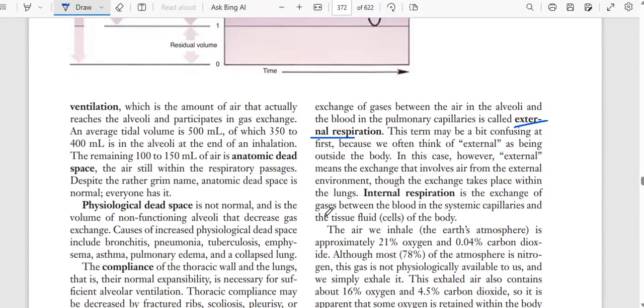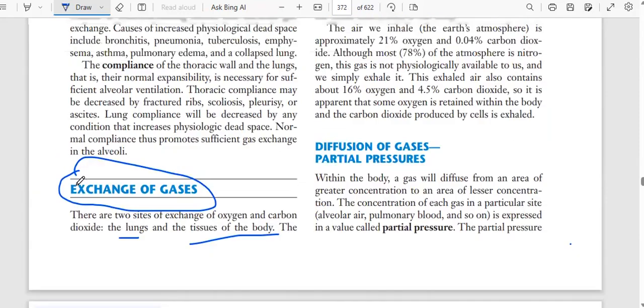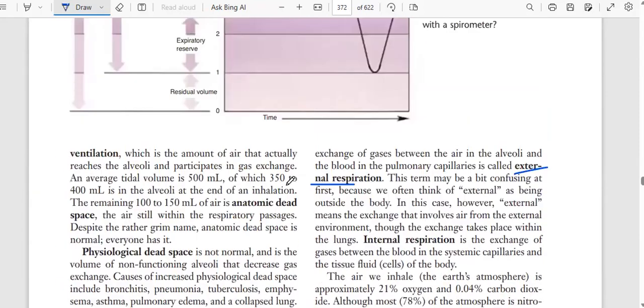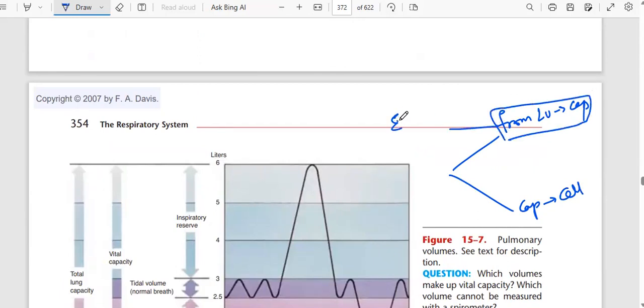Internal respiration is the exchange of gases between the blood in the systemic capillaries and the tissue fluid cells of the body. So basically, exchange of gases means we have two areas where the exchange of gases occurs. One is from lungs to capillaries and the other from capillaries to cell. Okay. So from lungs to capillaries, we will call this external respiration.